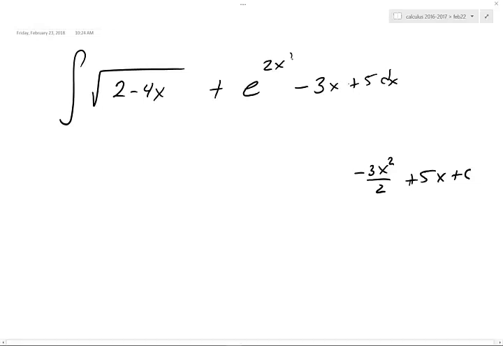Now listen, let's look at this one here by himself, shall we? Is there a function in a function? I feel like there is. So let's let u equal 2x. Therefore, du would be equal to 2 dx. And what I really have is this, then: a half of a du is equal to a dx.